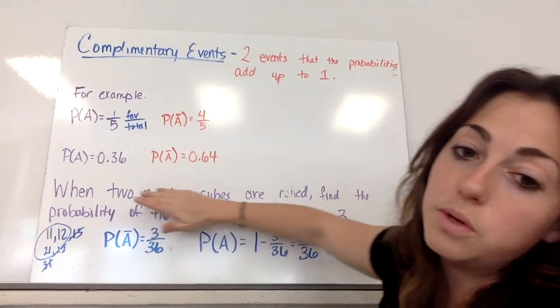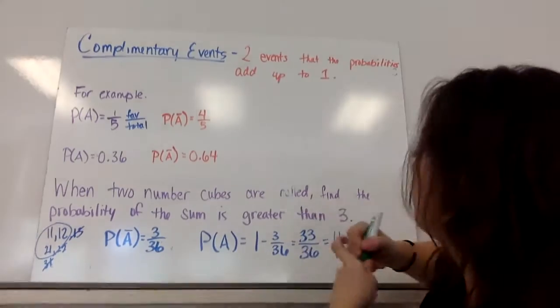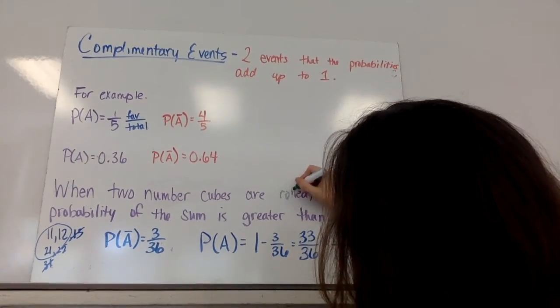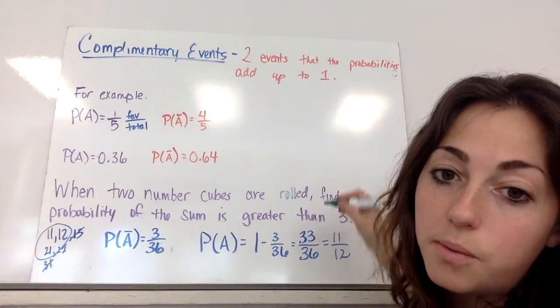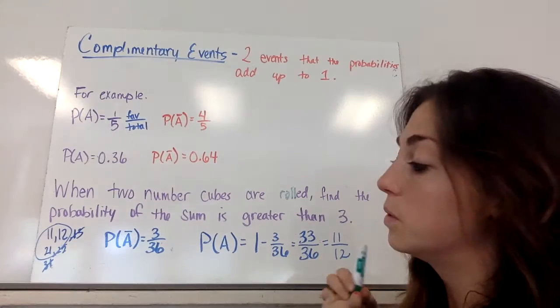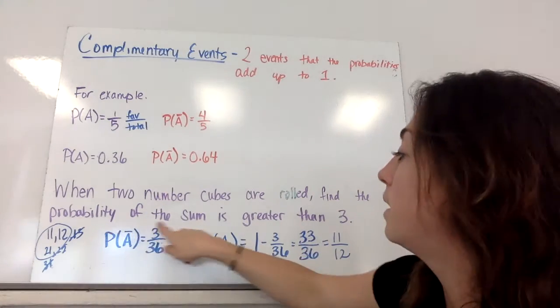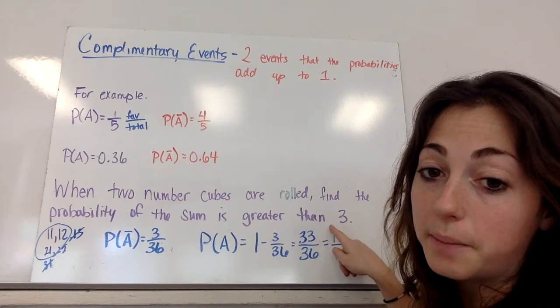For example, when 2 number cubes are rolled. I think that's when I almost died. I knocked that. When 2 number cubes are rolled, find the probability that the sum is greater than 3.